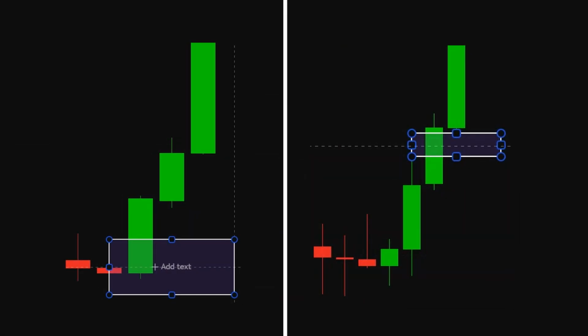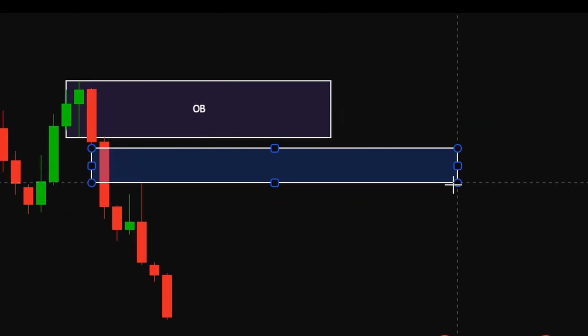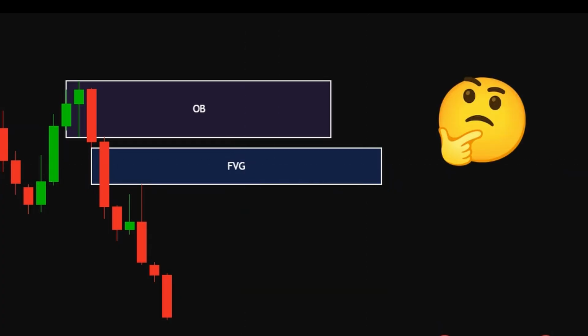If you've ever traded with the smart money concept, you've definitely heard of the two most crucial concepts: the order block and the fair value gap. These are the two entry points that smart money targets. But here is the problem. When both an order block and a fair value gap appear close to each other, which one should you choose?